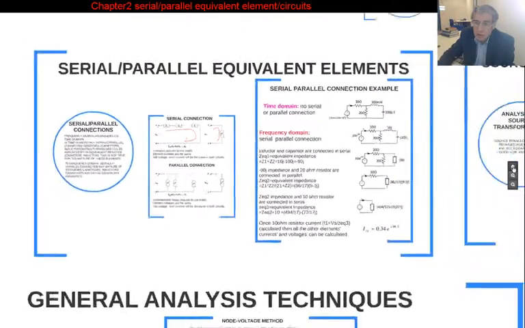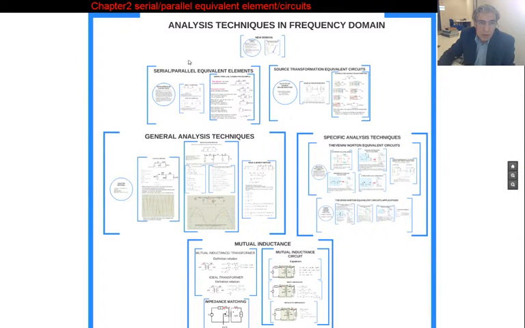So it is worth examining. This video is about this frame, and the next video is going to be about the source transformation equivalent circuit and its usage in circuit analysis. So stop here.